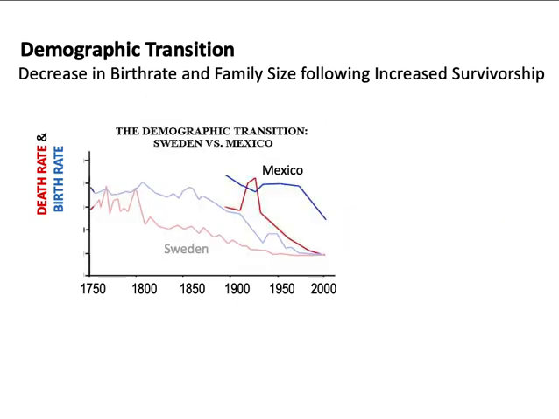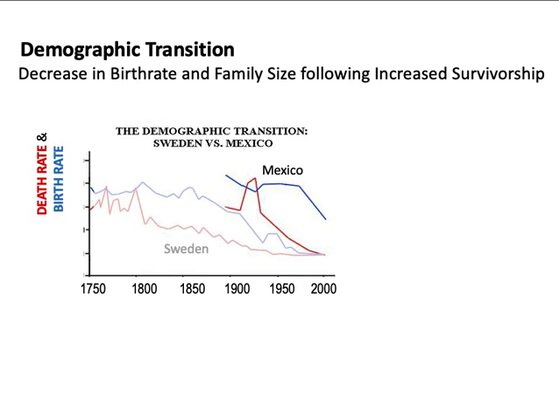Here's another example of a demographic transition in Mexico. So this is a comparison of Sweden versus Mexico. And so you can see here that there is a kind of analogous shift or change in the death rate and birth rate in Mexico in the latter part of this time interval.